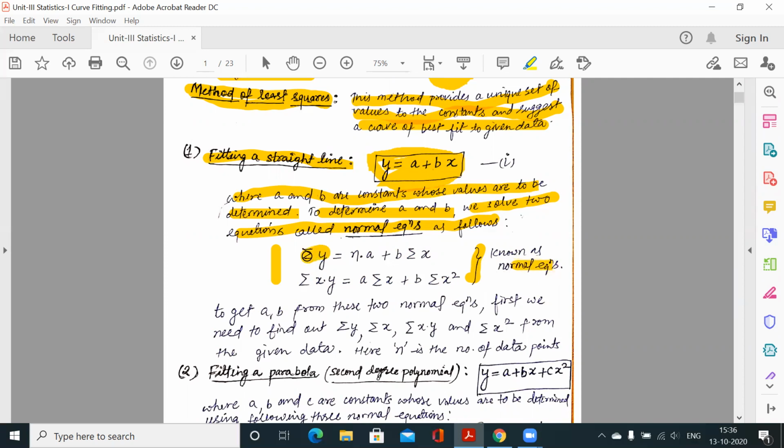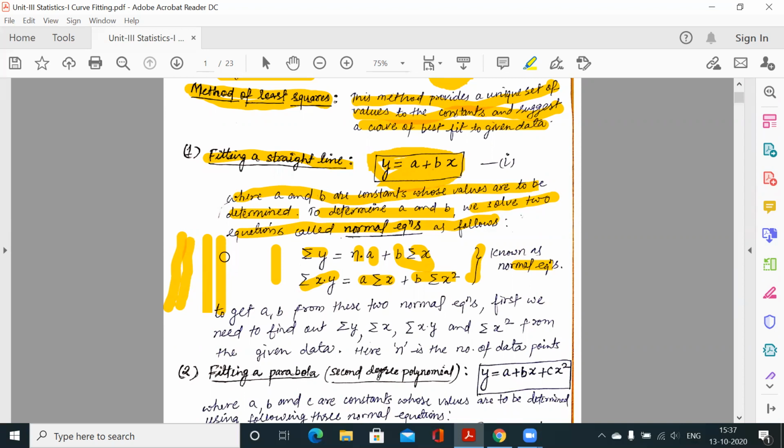And what is this? Summation y is equal to n a plus b summation x. Summation xy is equal to a summation x plus b summation x square. And how to get a and b? Because you have the x values, you have the y values, so from these values you know summation y, which is the sum of all values of y. What is summation x? Sum of all values of x.